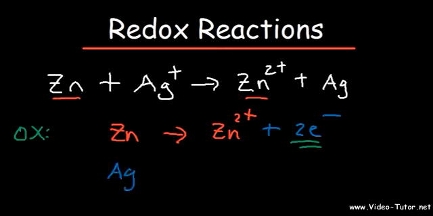Now let's look at the other half reaction. We have Ag plus converting into Ag. So we have a +1 charge on the left, 0 on the right. So we need to add 1 electron to the left side to balance the charges. Now the next thing we need to do is make sure the number of electrons are equal. Anytime you have electrons on the left side, it's a reduction reaction.